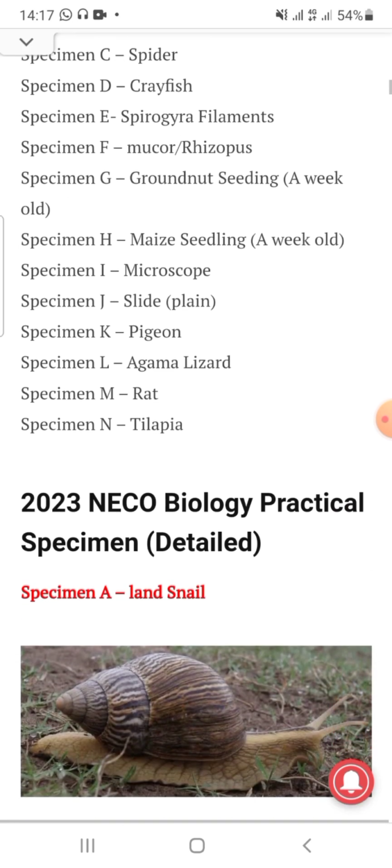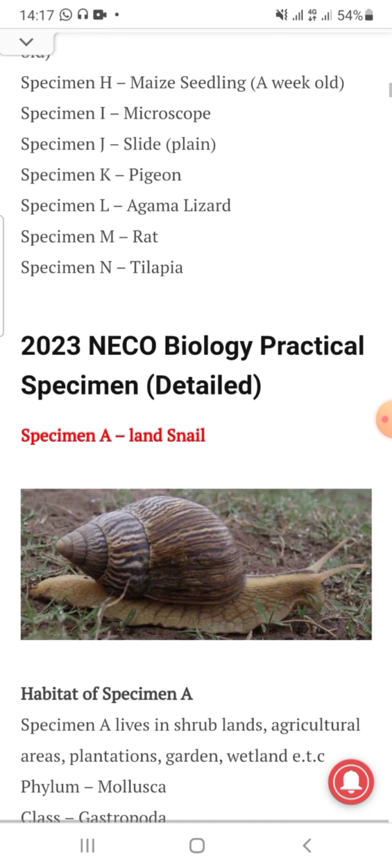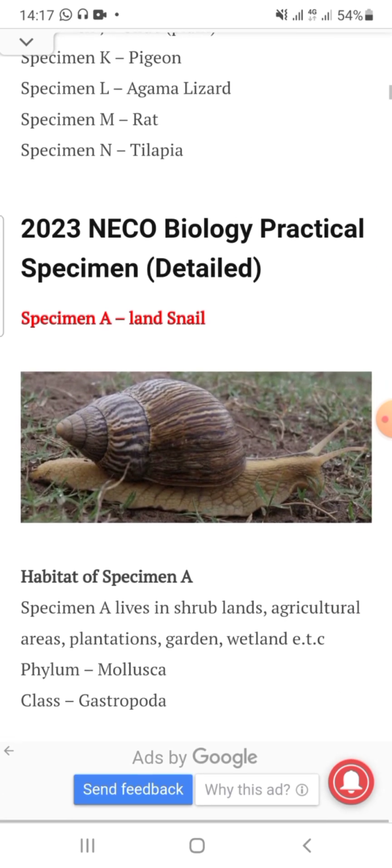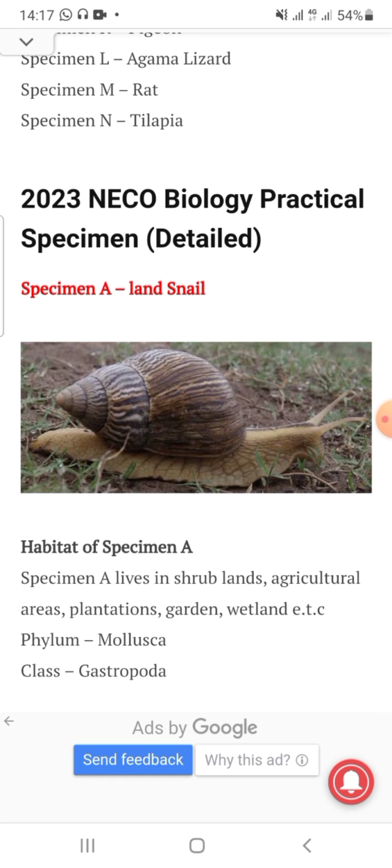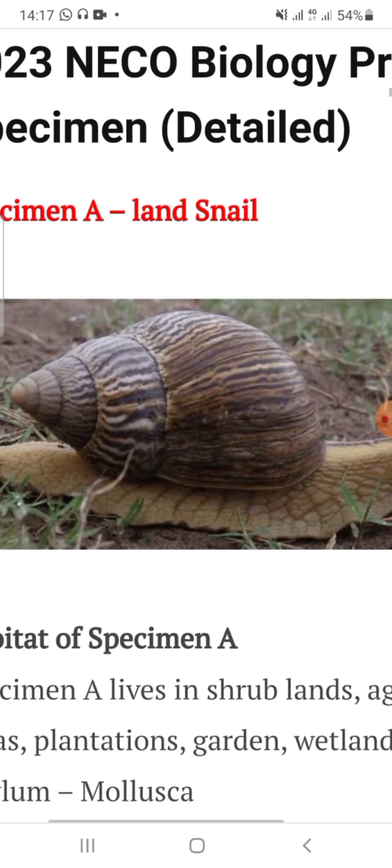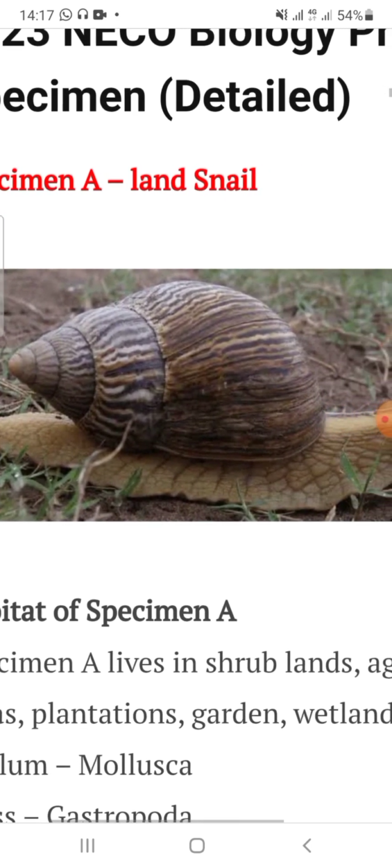So let's look at each specimen one after the other. So specimen A is land snail, and this is a picture of a snail. So this is how a snail looks like. Yeah, a land snail.